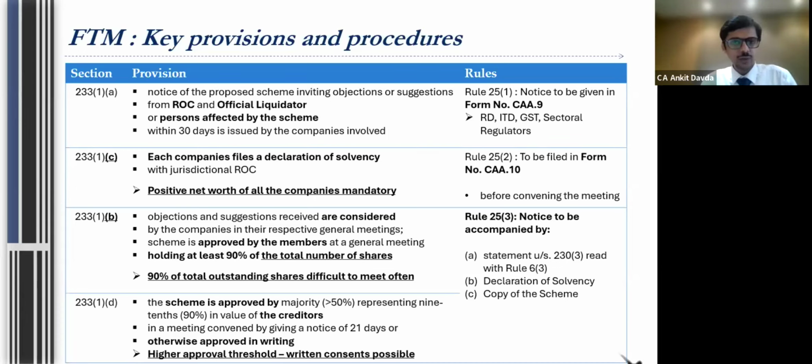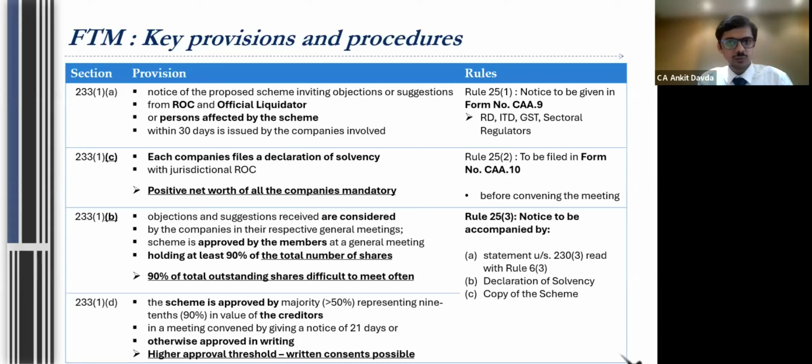And then there is a requirement of 21 days notice when you want to conduct a meeting of members and creditors. So you will need to wait for 30 days and then have a 21 days notice period and then have the meeting maybe after 51 days or maybe at around 55 days.